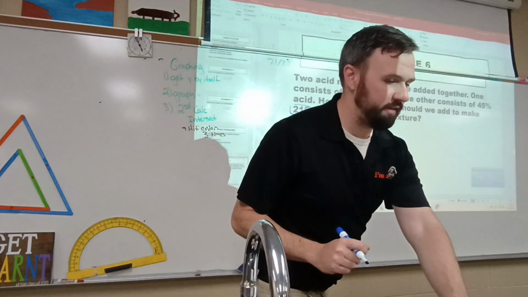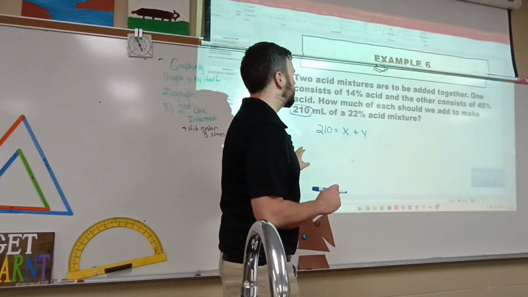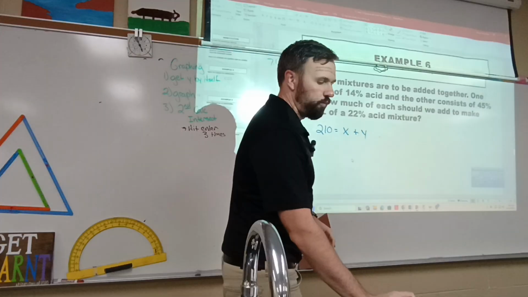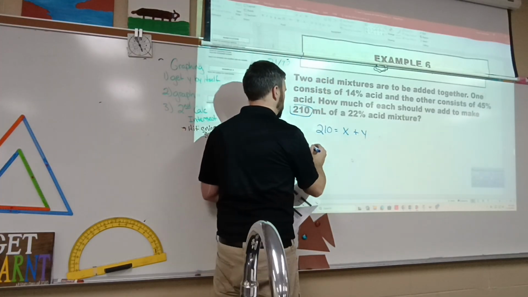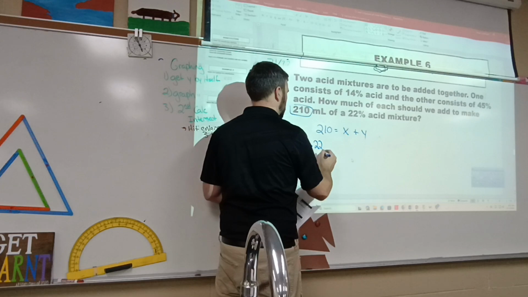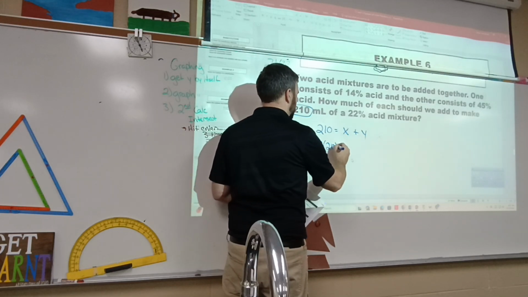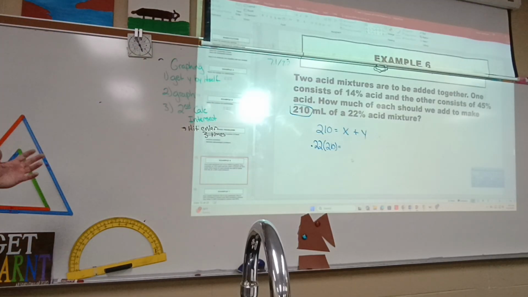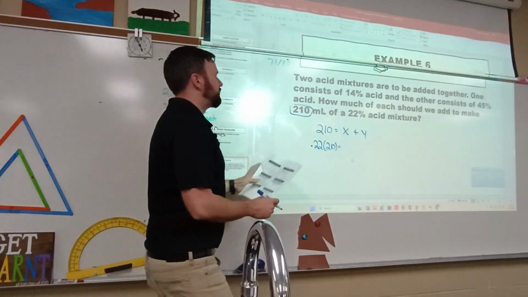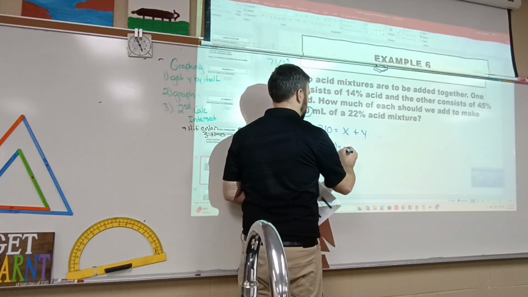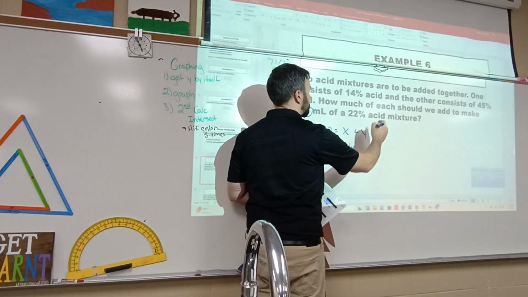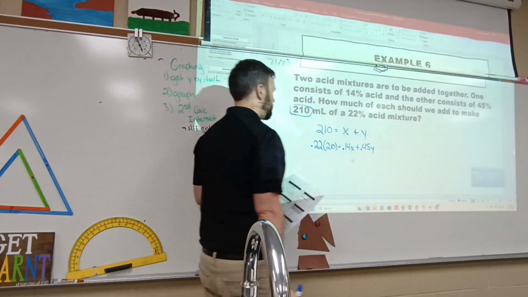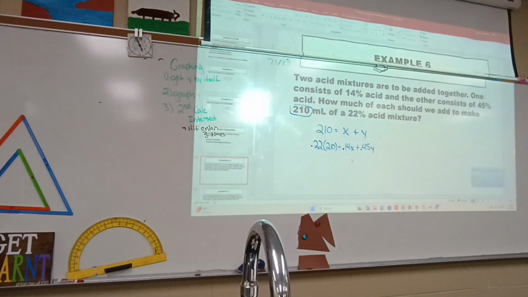Now, what's my percent I want at the end of the day? 22. Now, what do I do with that 22? So it's 0.22 times my 210, because that will give me the concentration of it. I'm using my total times the percent I want. So my percent of X we'll say is 0.14, and my percent of Y is 0.45. So those are my two equations.